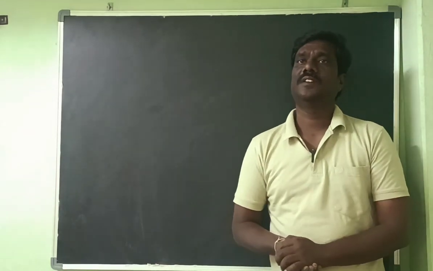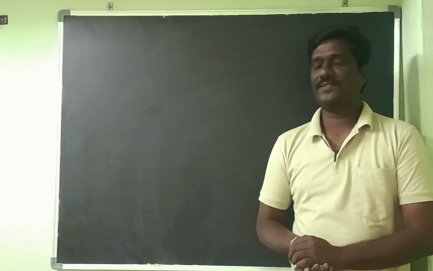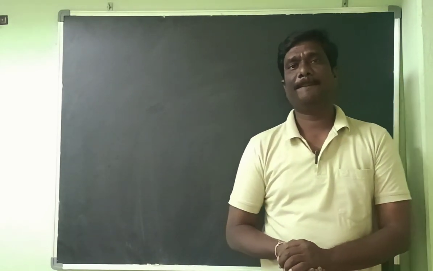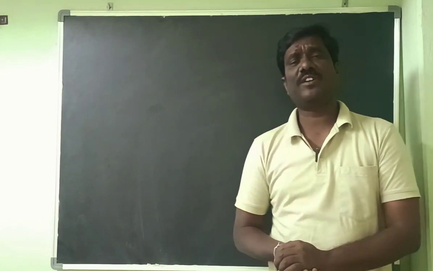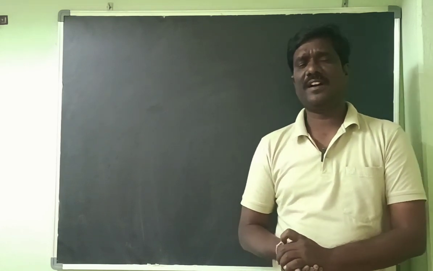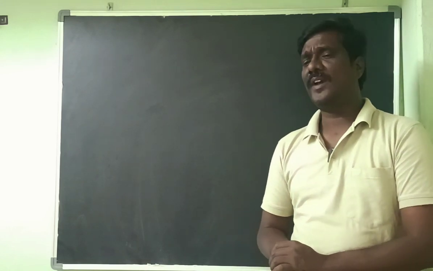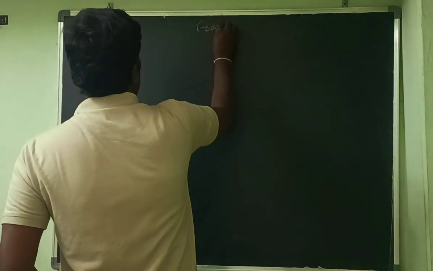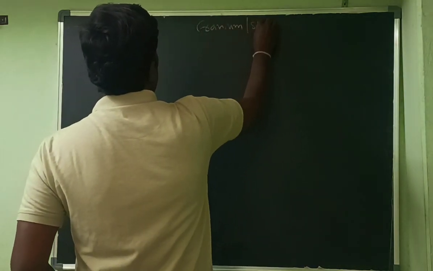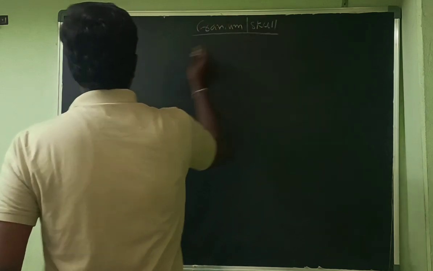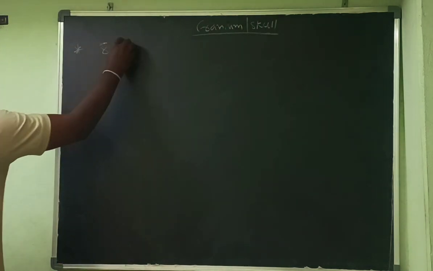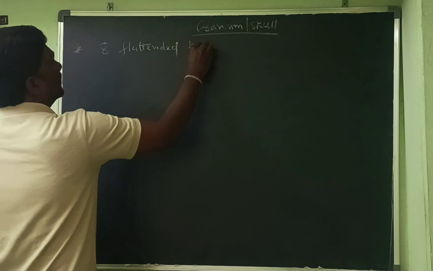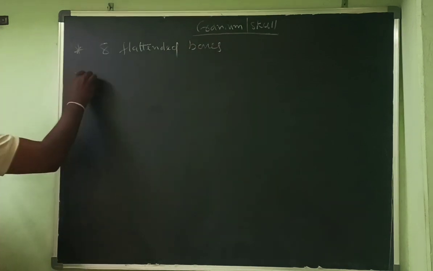Hi, this session will talk about bones which are present in our skull or cranium. The skull or cranium protects our brain. This is the hardest structure, formed by eight flattened bones. What are those eight flattened bones?